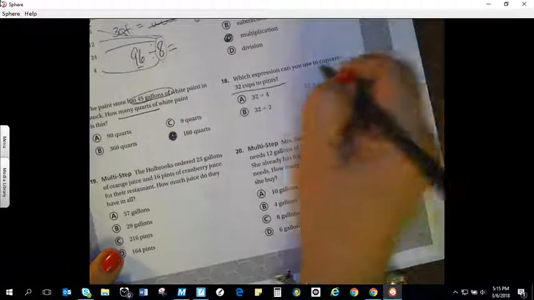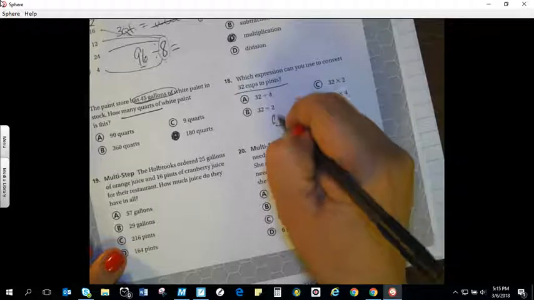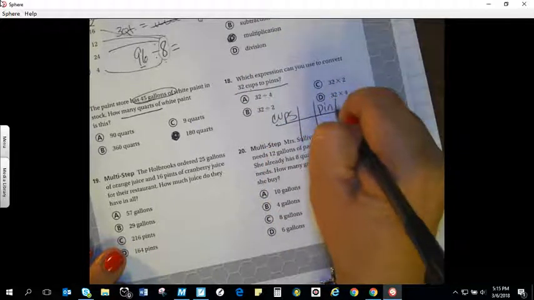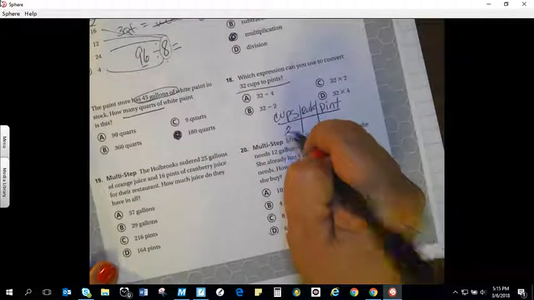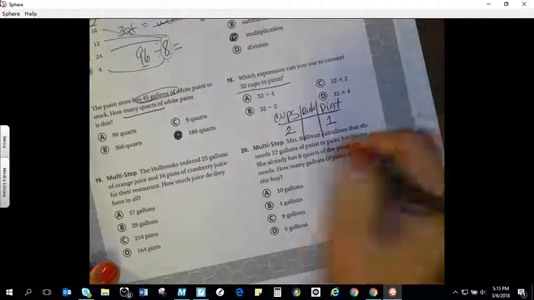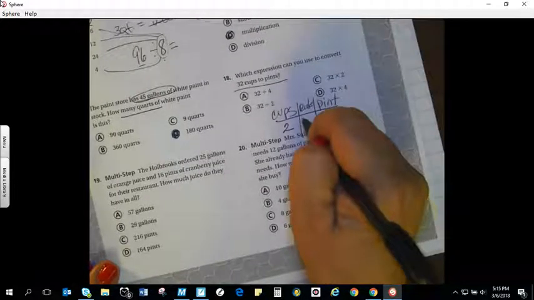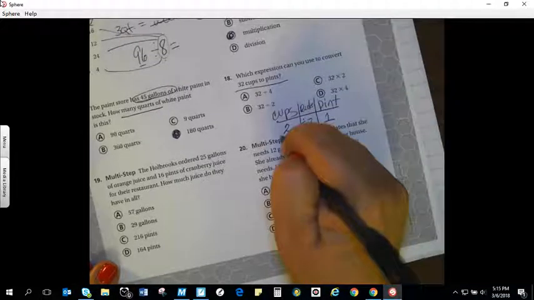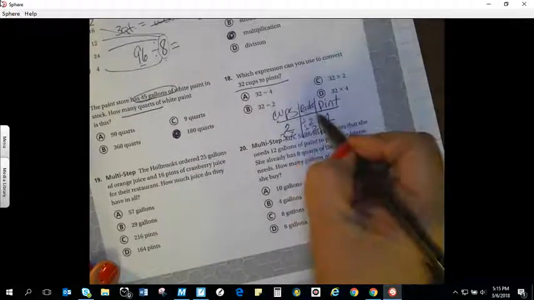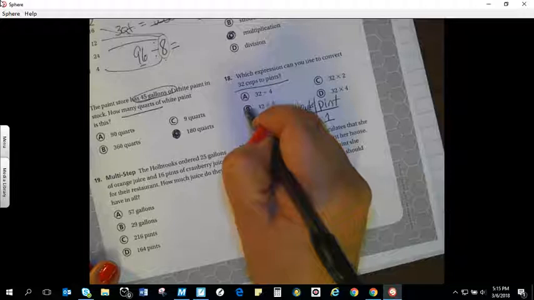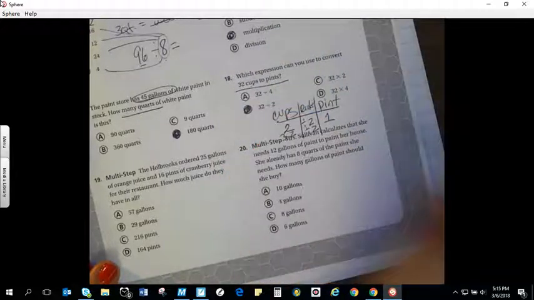So if I'm going to convert cups to pints, if I had to make my rule, I'm going cups to pints, and my rule, I know that for every 2 cups, it equals 1 pint. What operation do I need to do? Divide that by 2. Now, if I had 32 cups and I needed to convert to pints, it's 32 divided by 2. So the problem is answered right here. The answer is B.